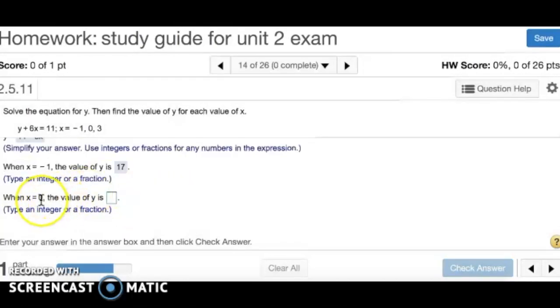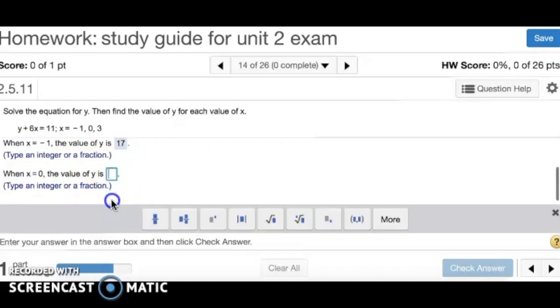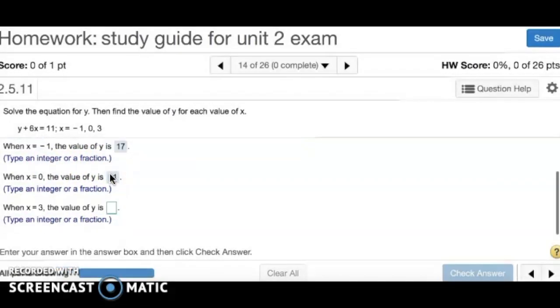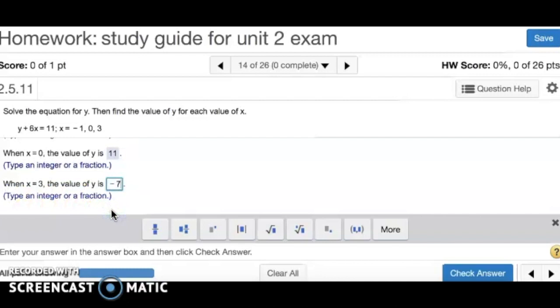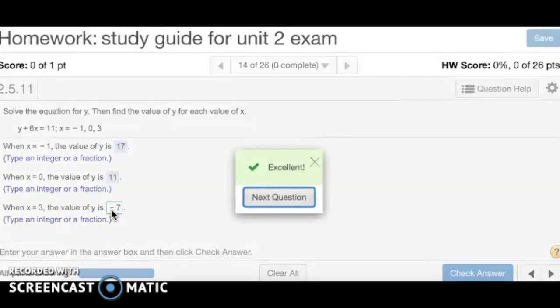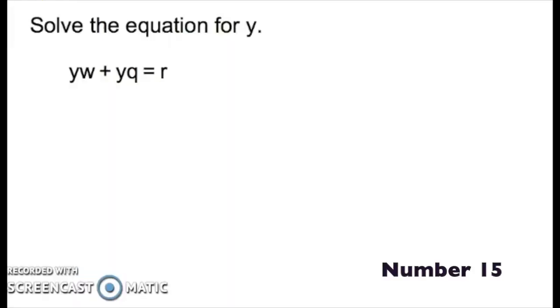When x equaled 0, we just had 11. And then when we substituted in 3, we got -7. Okay, so that would be number 14. Solve the equation for y.